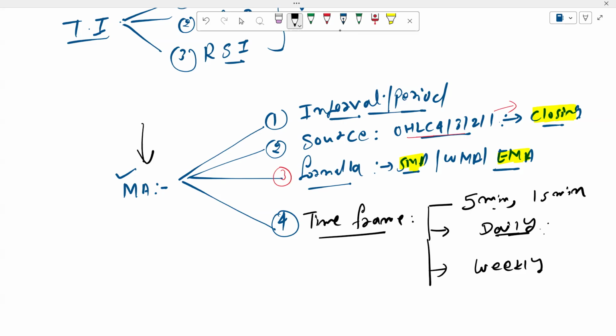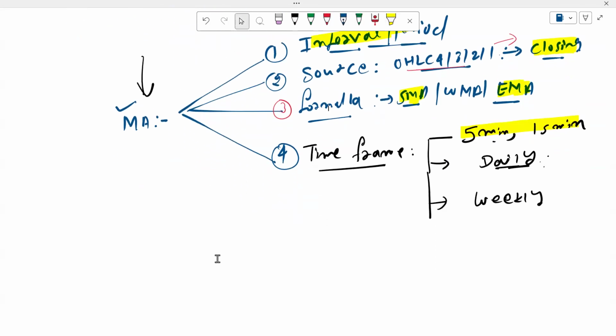If you are a trader, your time frame will be 5 or 15 minutes. Your formula will be EMA. Your source will always be closing, whether you are a trader, long-term investor, whatever you are. And for the interval, for different kinds of investors, we'll discuss it. I hope till here it is clear, right?